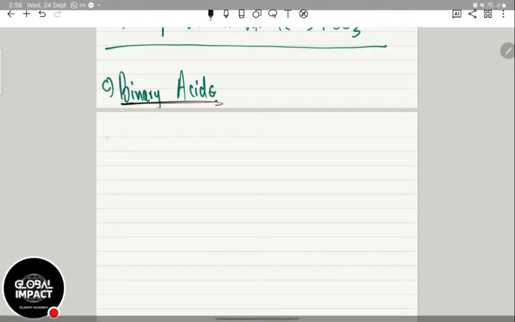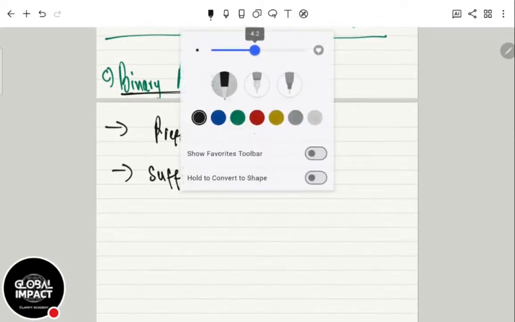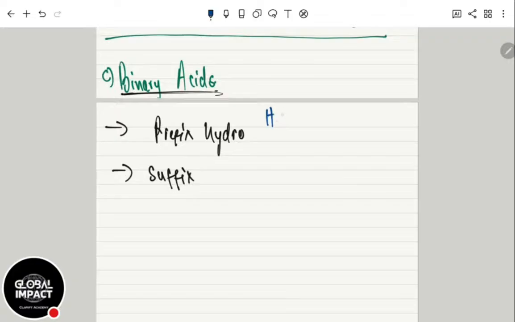How do you name binary acids? First is going to be the prefix, or the first name. Prefix is going to be hydro. Then, what do you now put as your suffix? Remember, for binary acids, you have H and X. These are acids. And what makes them binary is they have only 2 types of atoms: HI, or HF, or HCl, or H whatever. You start with the hydro, then suffix is going to be X-ic acid.